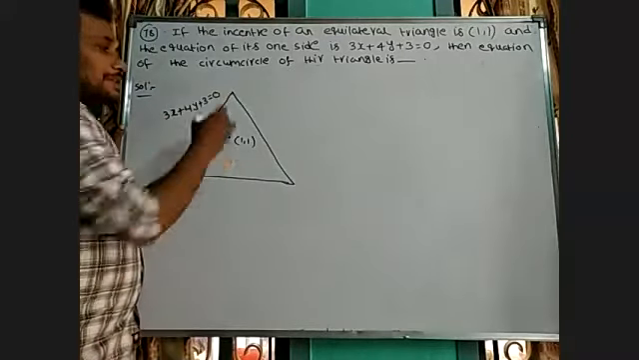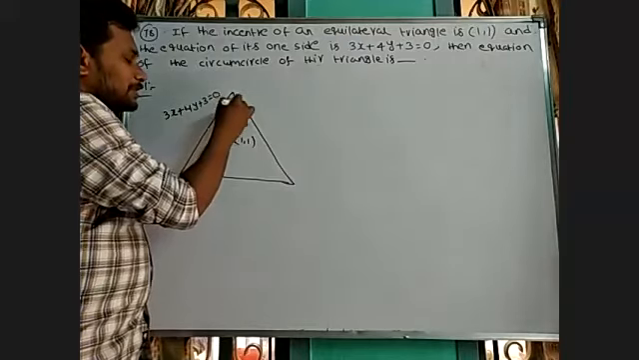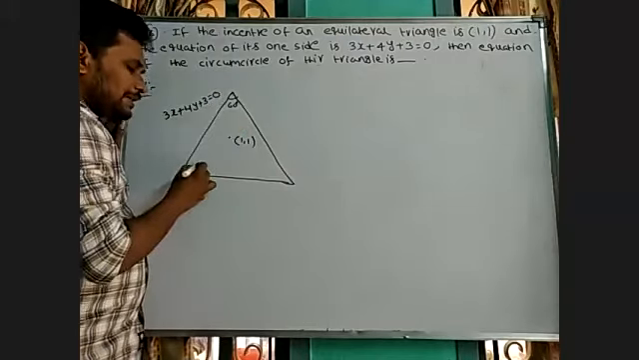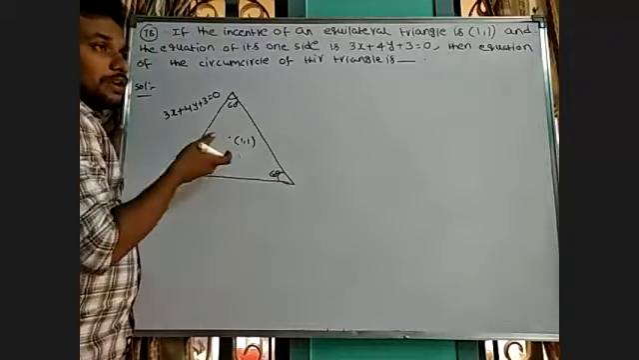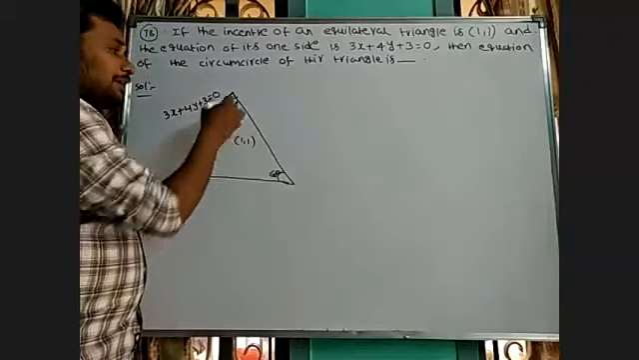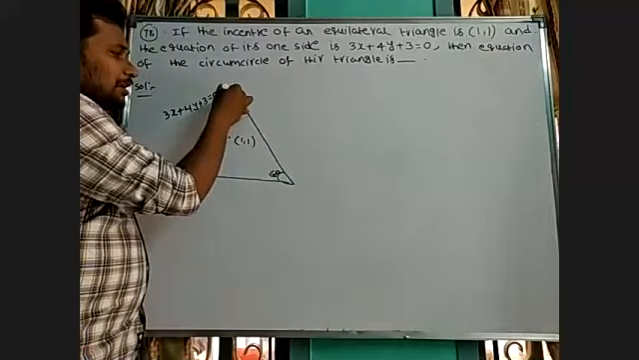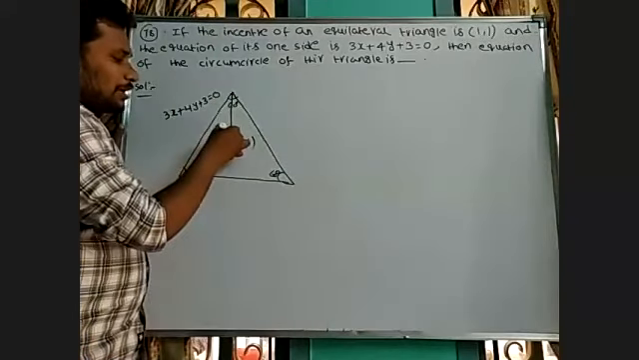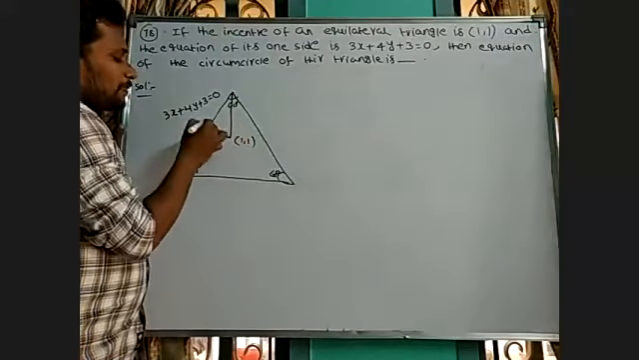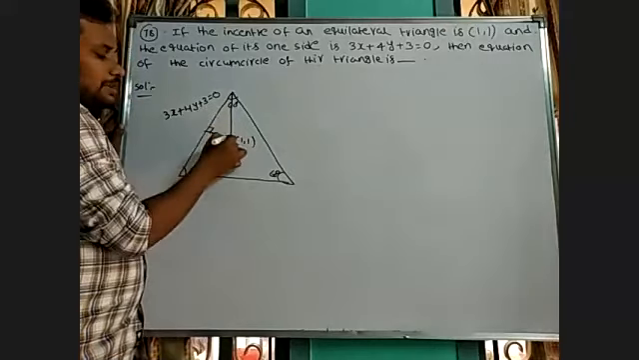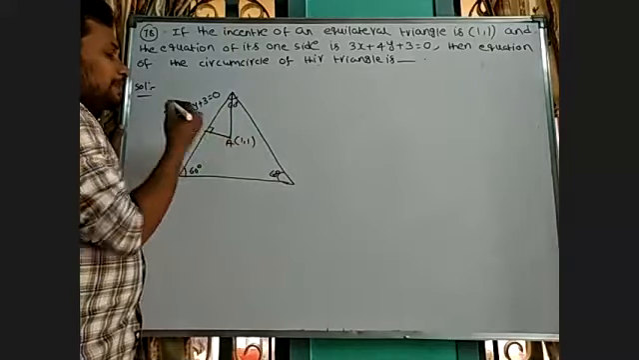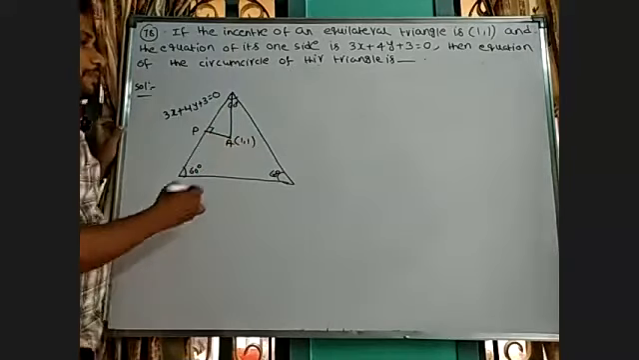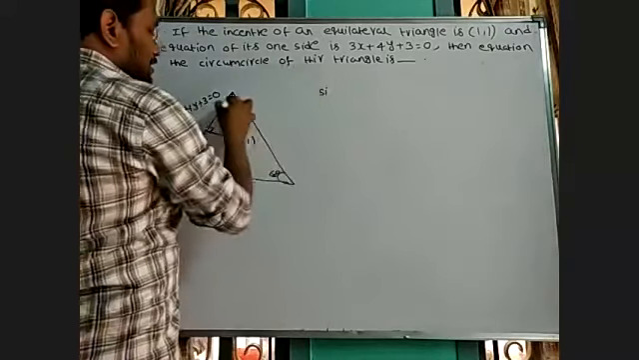Okay, in this equilateral triangle, each angle is 60 degrees. This is also 60 degrees. This is also 60 degrees. The circumcenter is equal to the incenter in the equilateral triangle. That's why I'm doing this. See then, from here to here, I'm drawing the perpendicular distance. If you take this value, I'm taking A. This is P. Okay, see then from this, this angle is now 30 degrees.